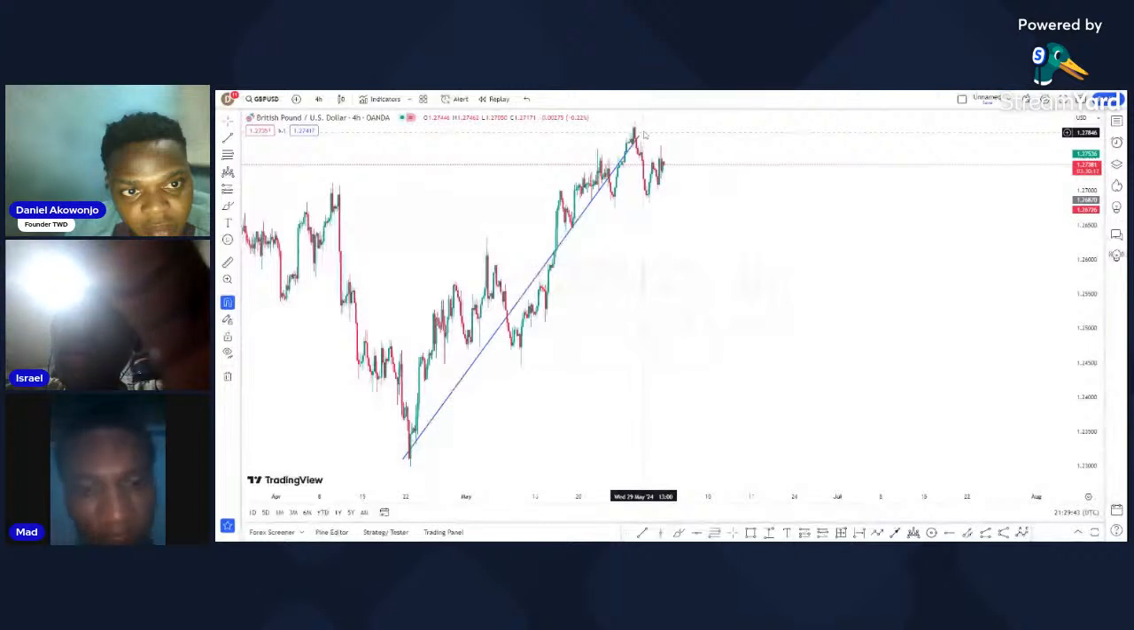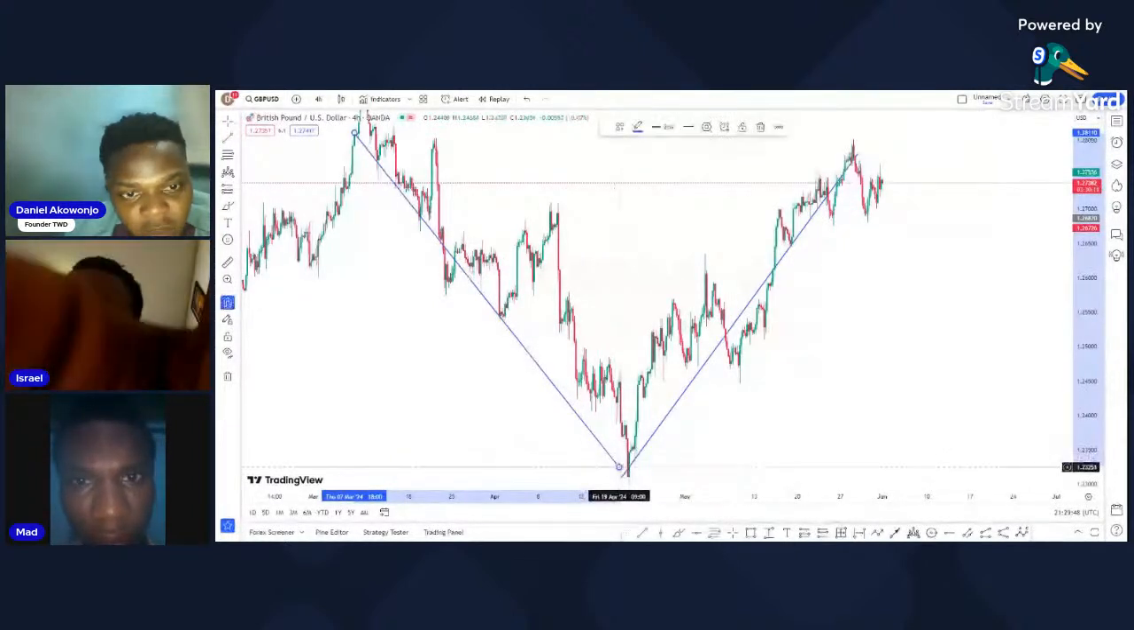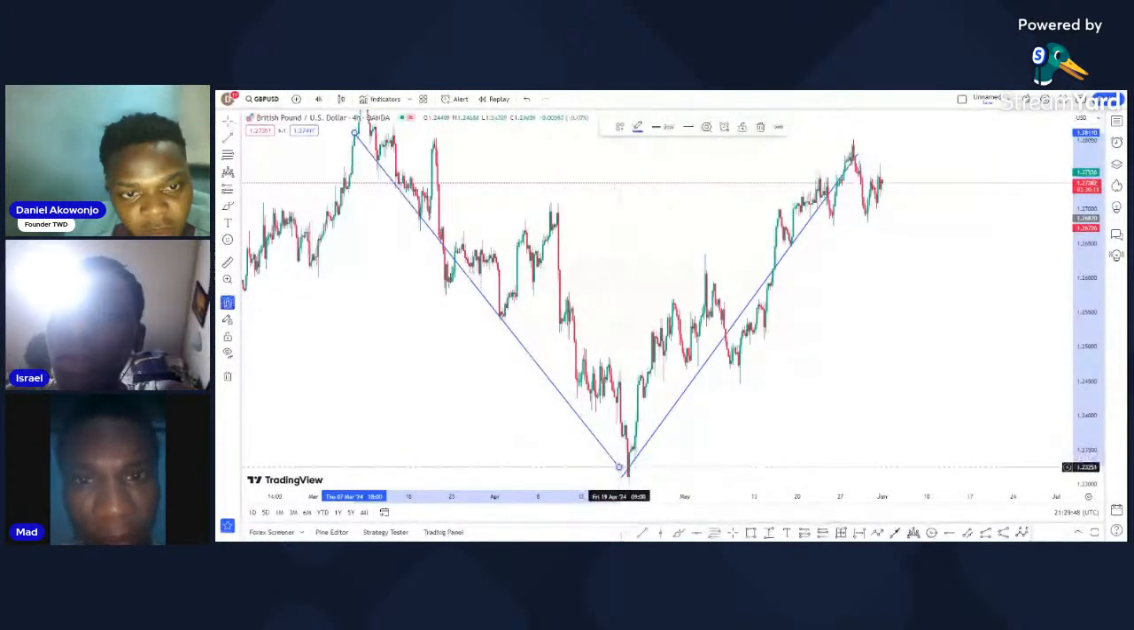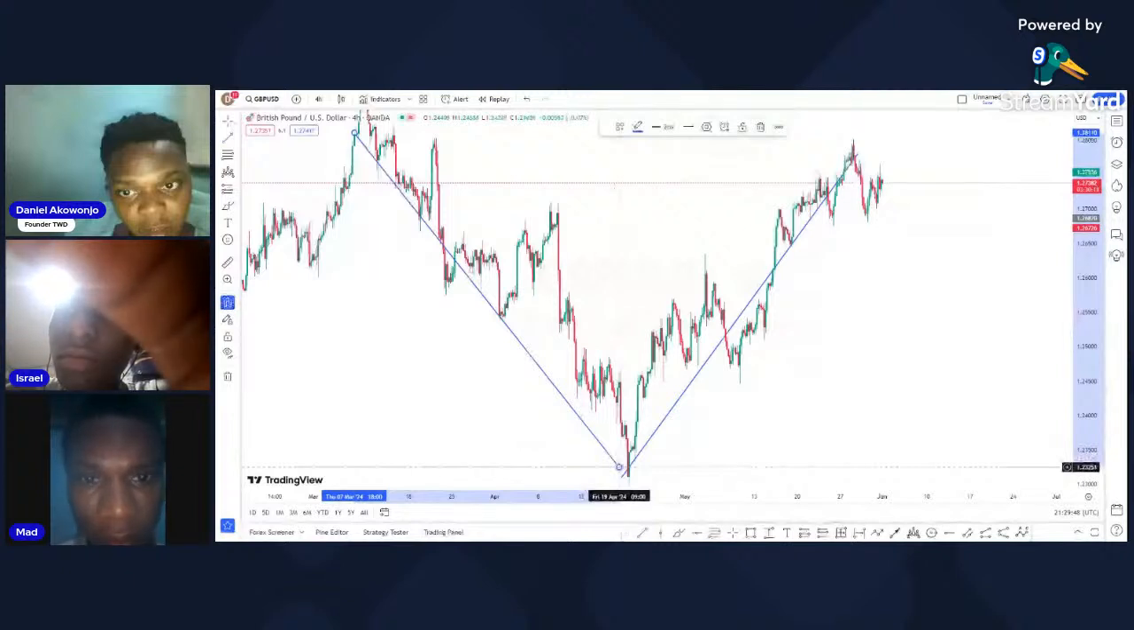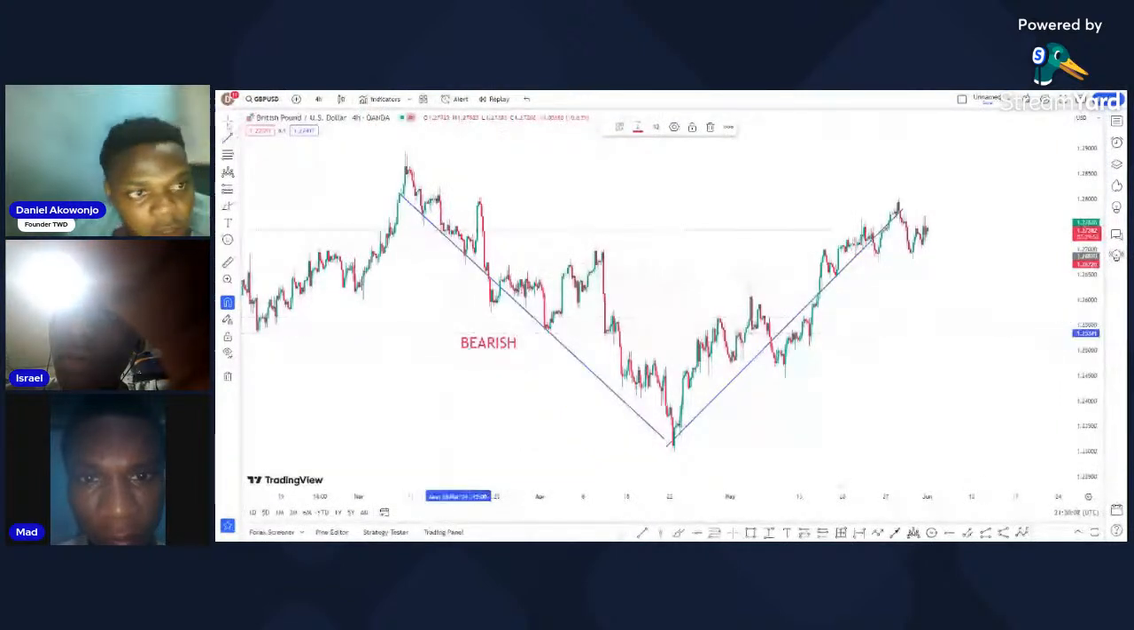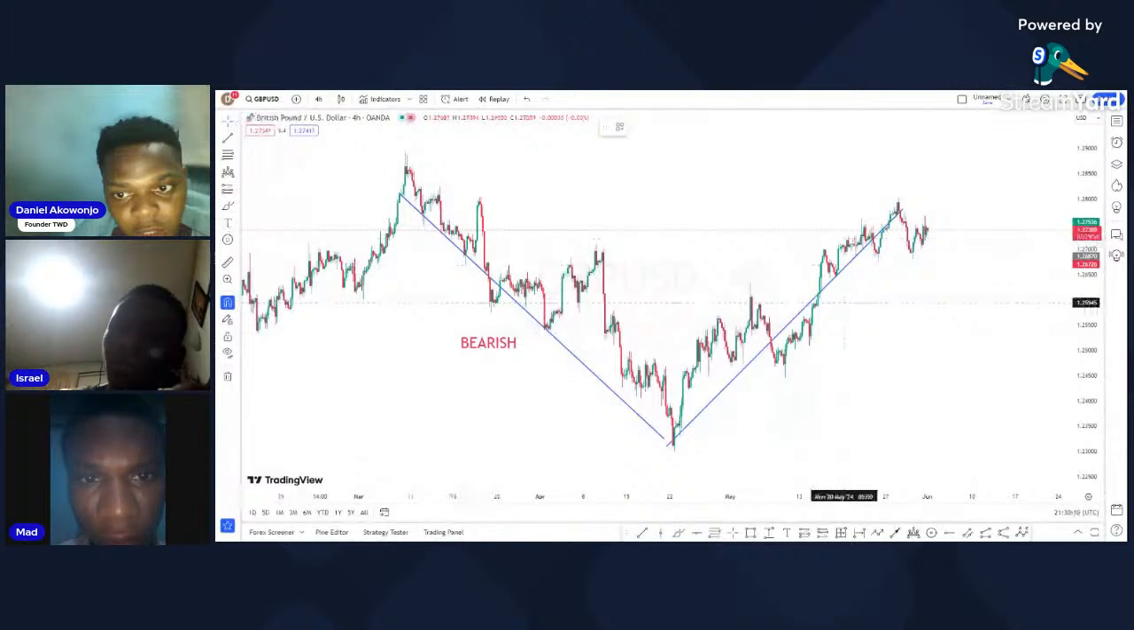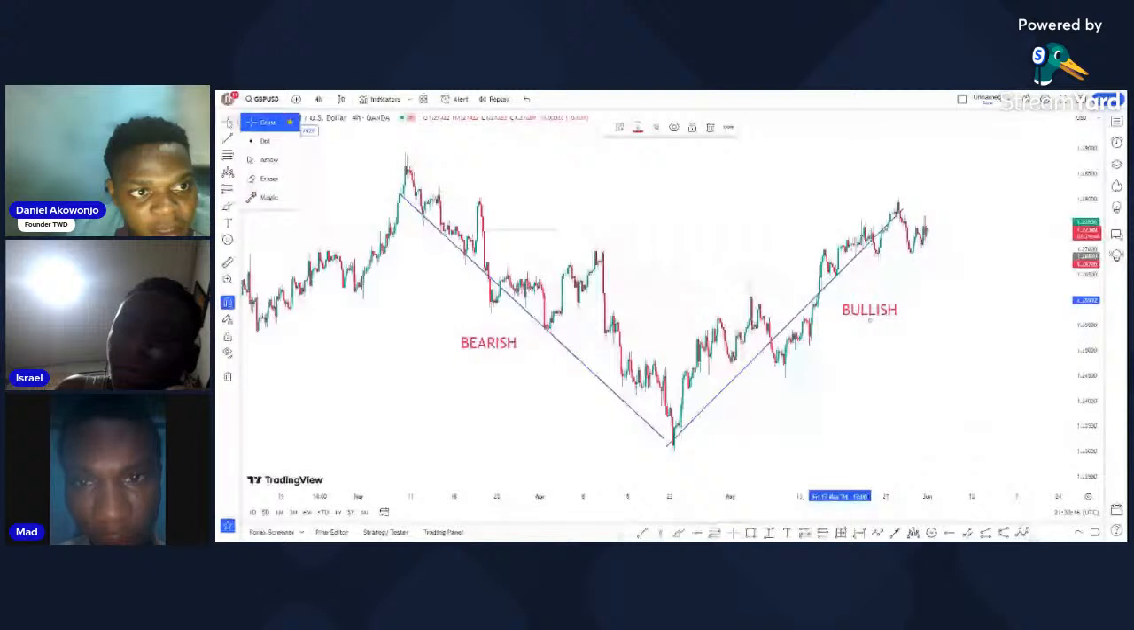Now, if price starts from here and starts coming down, it means what? Bearish. A bearish movement. Do you see that? I hope you can see that clearly. Yes, bearish movement. Let me help you write this now. Bearish. Then you want to have, bullish. I hope that makes sense. Does it make sense? Bullish. Do you understand?